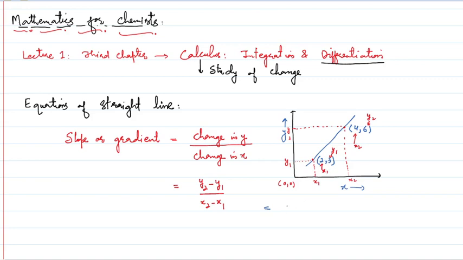So what you have to write, as per this formula, is 6 minus 3 upon 4 minus 2. So the slope will be simply equal to 3 upon 2. So this is how a slope is found for a straight line if x-axis and y-axis values are given. Now we will focus on the equations of a straight line.